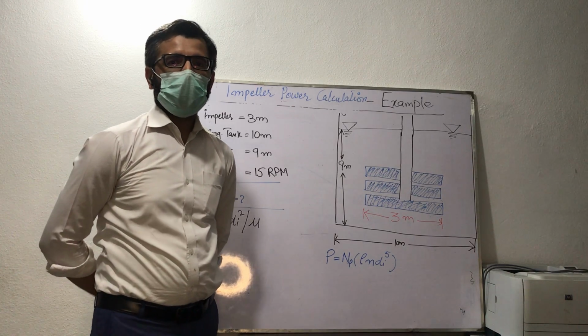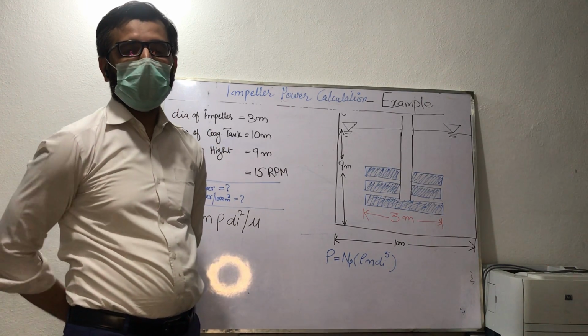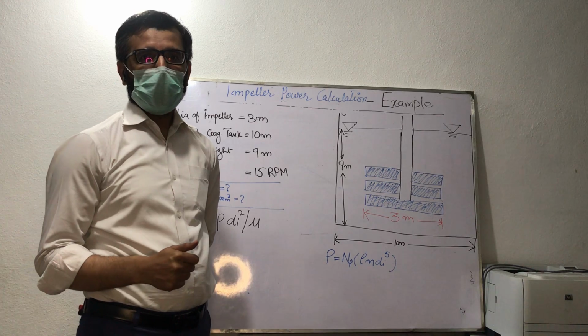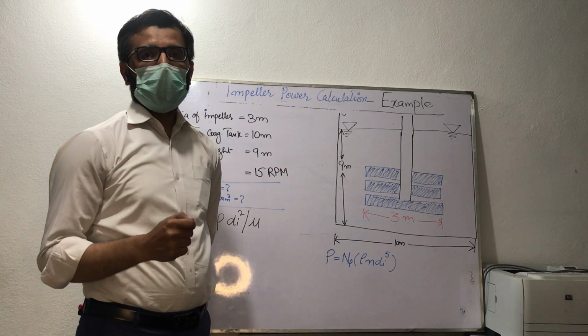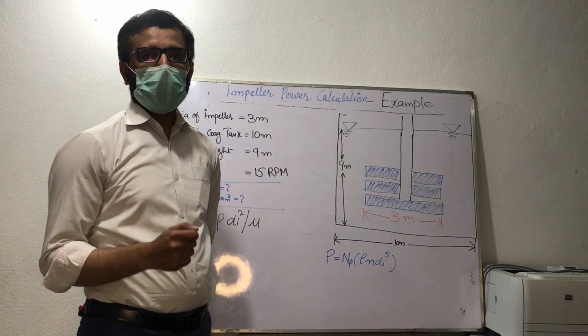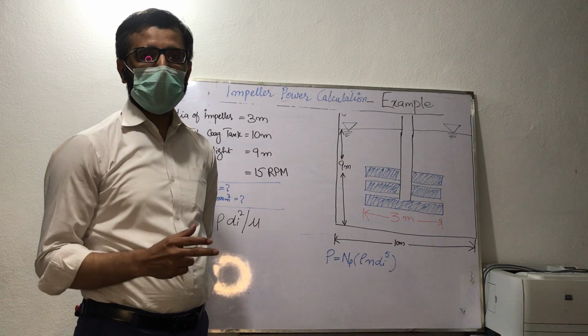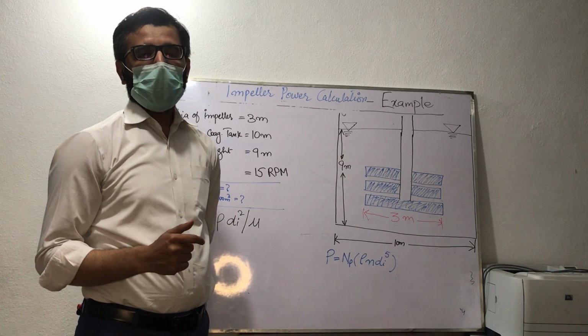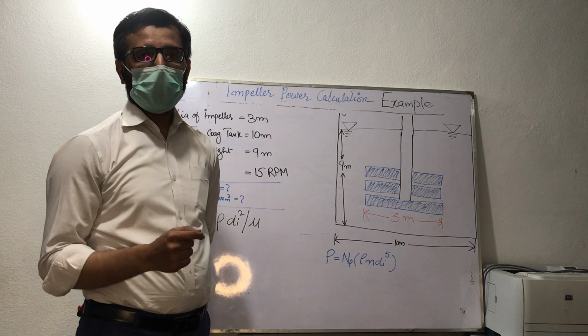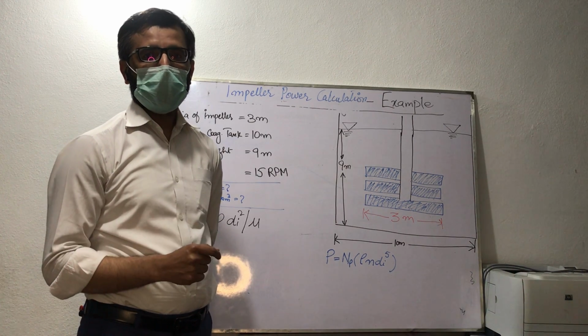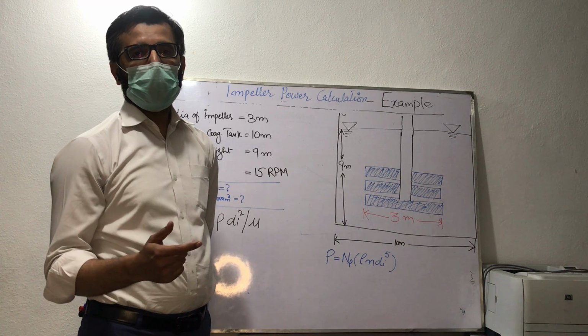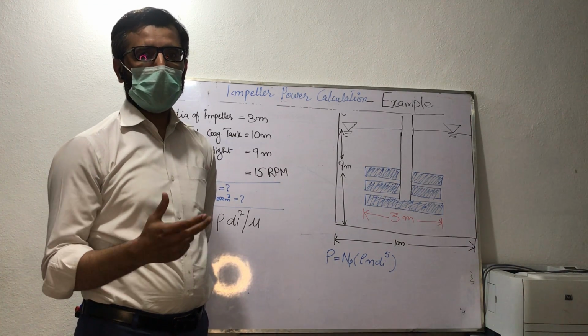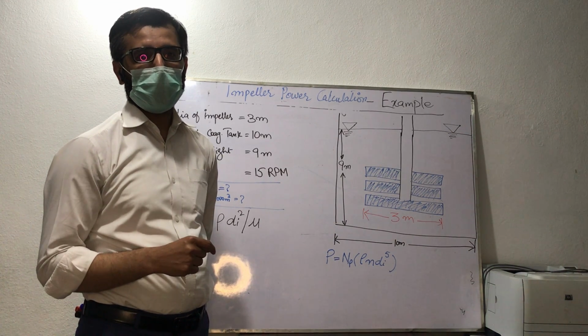Hi, this is Babar Abbas and we are going to calculate the power requirement for a coagulation chamber, the impeller which has been installed in the coagulation chamber for the rapid mixing of the coagulant dosage in the raw water. For flocculation onwards, there is a requirement of power calculation.